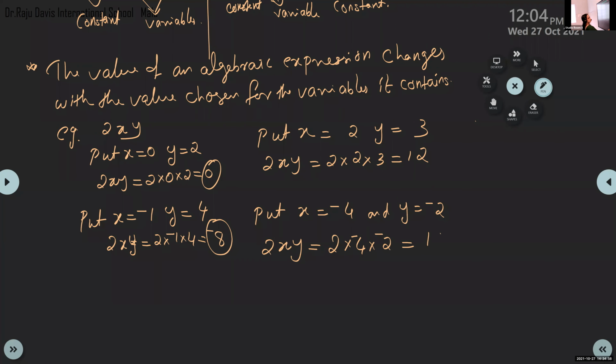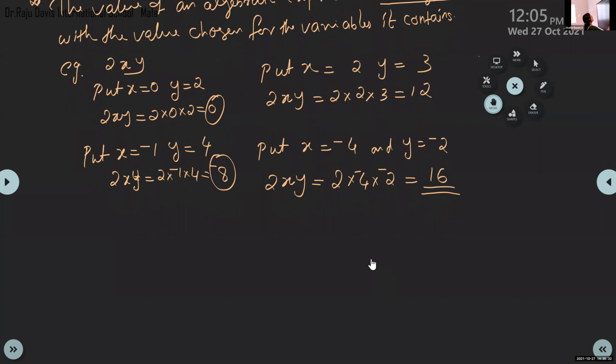It is 16. See, the same 2xy can have different values as we change the value of the variables x and y. So the sentence says the value of an algebraic expression changes with the values chosen for the variables it contains. Okay.